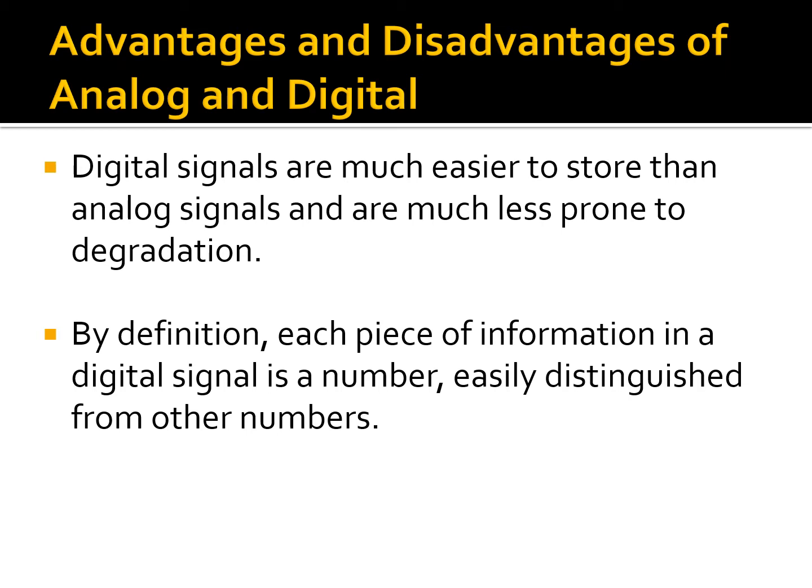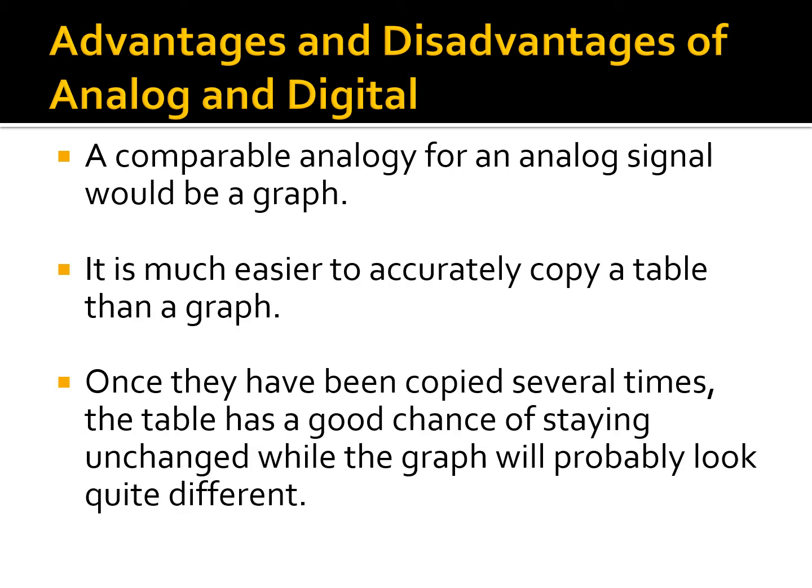So what are the advantages and disadvantages of analog and digital? Digital signals are much easier to store than analog signals and are much less prone to degradation. By definition, each piece of information in a digital signal is a number easily distinguished from other numbers. A comparable analogy for an analog signal would be a graph. It is much easier to accurately copy a table than a graph. Once they have been copied several times, the table has a good chance of staying unchanged, while the graph will probably look quite different.